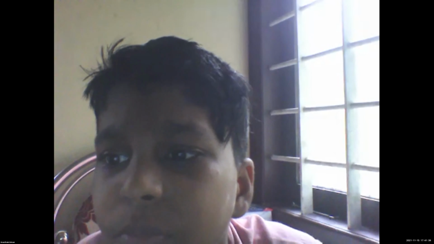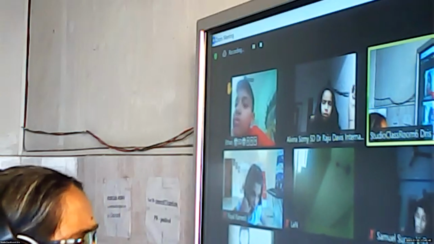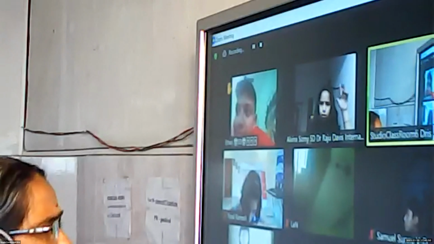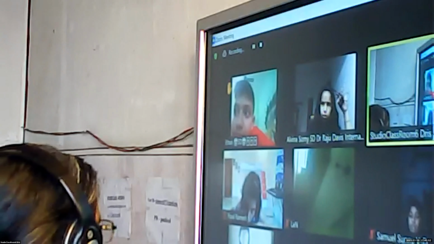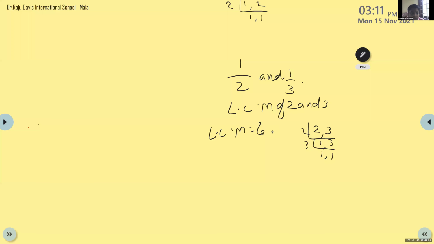What will you do, Ananda Krishnan? You should find the LCM of the denominators. How will you get the LCM of the denominators? So first one is 2 and 3, LCM is 6. How will you write it now, Nia?